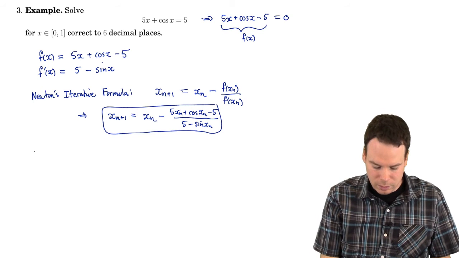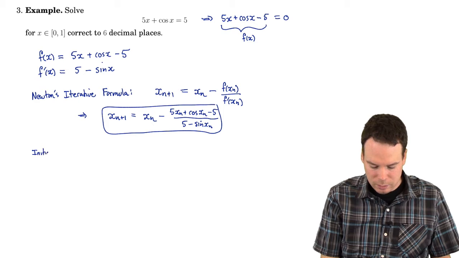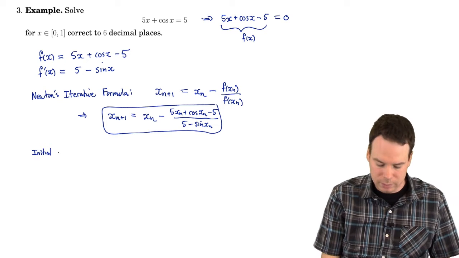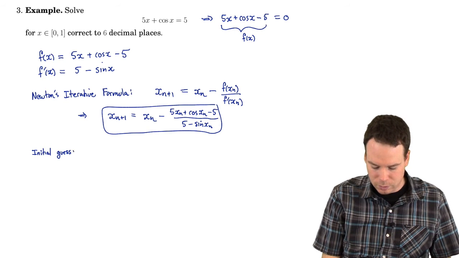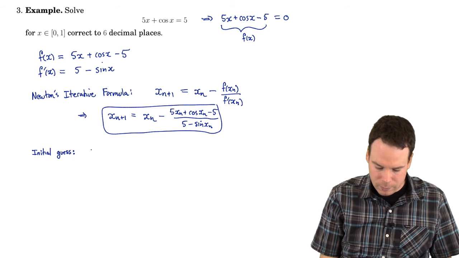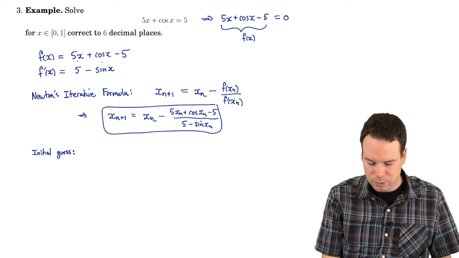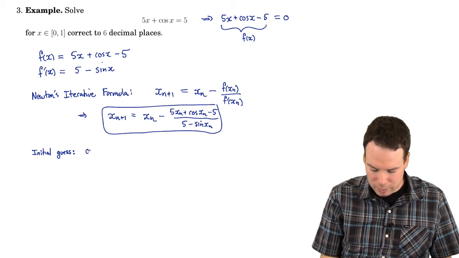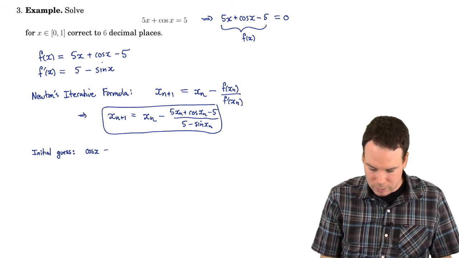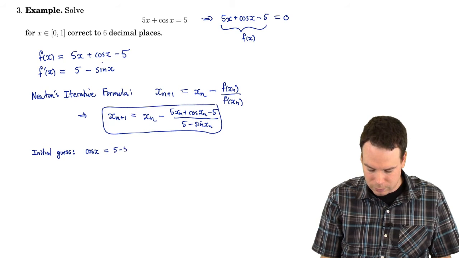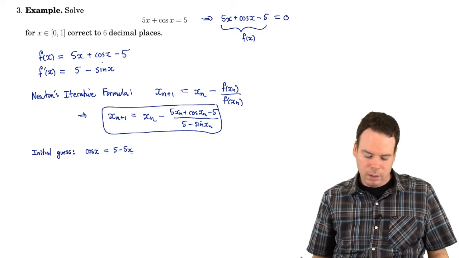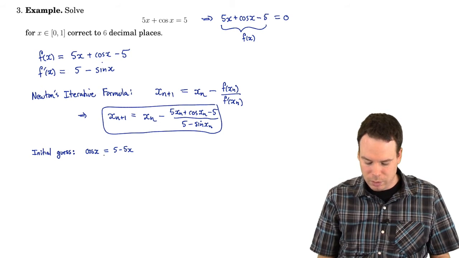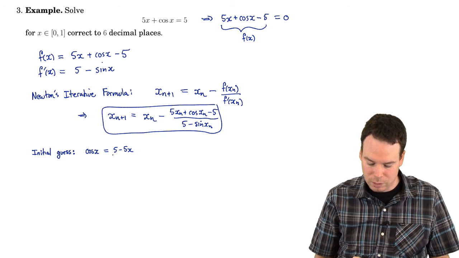What I would like to do here is just indicate with this example how you may go about trying to get a good initial guess for x1. The issue here is we want to find an initial guess to the root of 5x plus cos x minus 5. I'm going to rewrite that as cos x is equal to 5 minus 5x. So the root of f is really a solution to this equation, and I'm interested in approximating a solution to this equation.